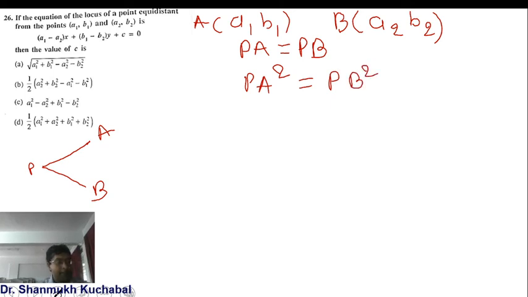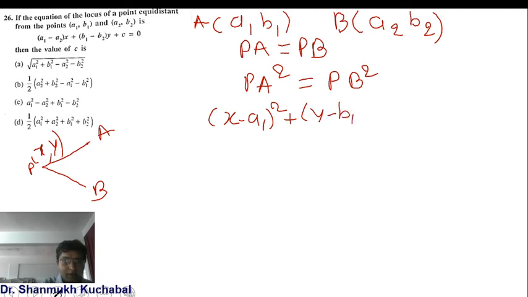Yes, I hope you are understanding. Now I am using the distance formula for P and A. Say P has coordinates x and y. So applying the distance formula, we observe that x minus A1 whole square plus y minus B1 whole square equal to x minus A2 whole square plus y minus B2 whole square.